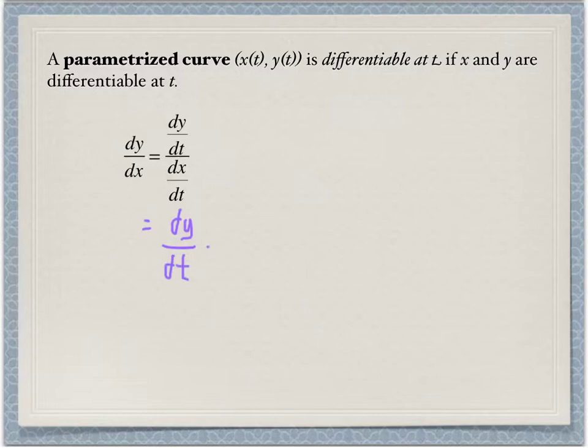So in this case, I have my dy over dt. I'm going to multiply that by dt over dx, because dividing is like multiplying by the reciprocal here, right? And notice what happens. The dt's cancel out, and so I do end up with that dy over dx, which we affectionately know as the derivative.